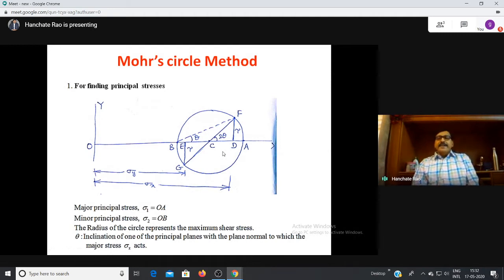If you add 90 degrees, you get the minor principal plane. So theta plus 90 gives the minor principal plane. Maximum shear stress is equal to (sigma 1 minus sigma 2) by 2. The plane on which the maximum shear stress acts is at 45 degrees to the major principal plane, so at theta plus 45. Hope this has clarified your doubt, Ms. Pragna. So now let us proceed to today's topic.